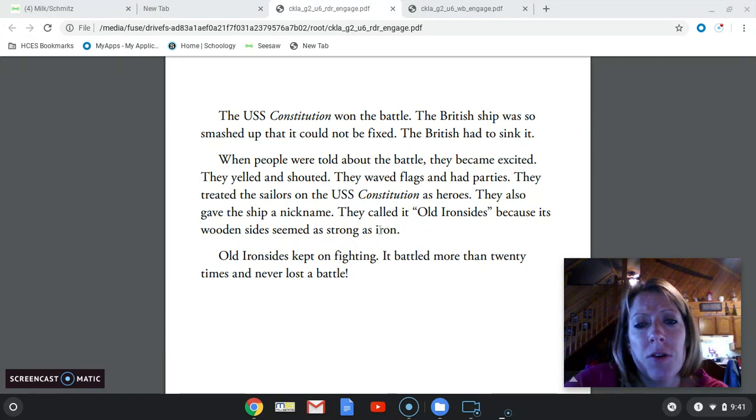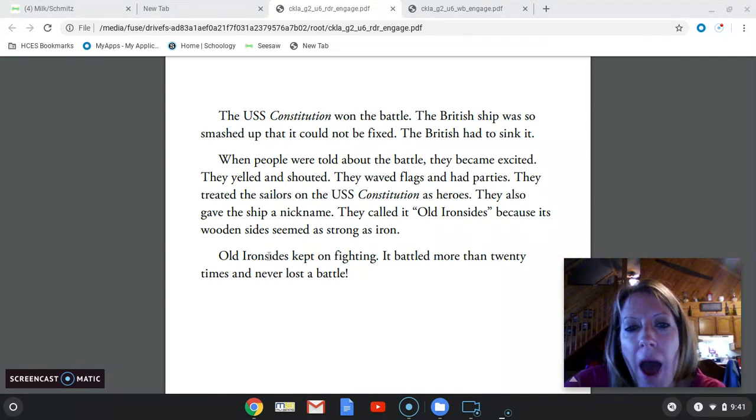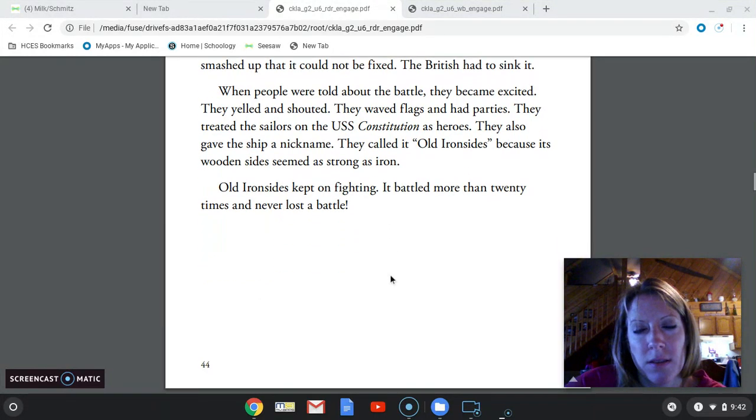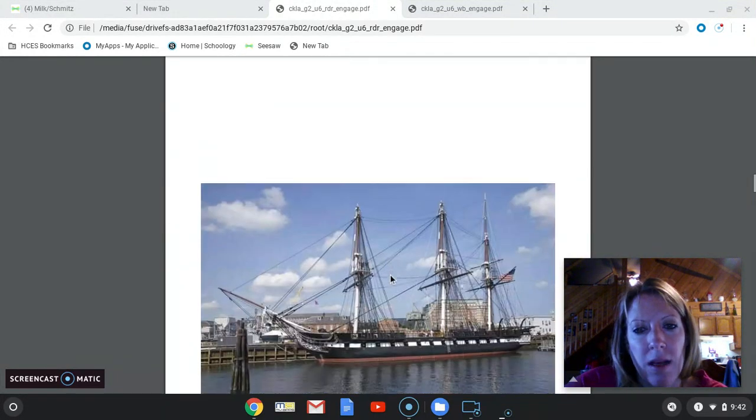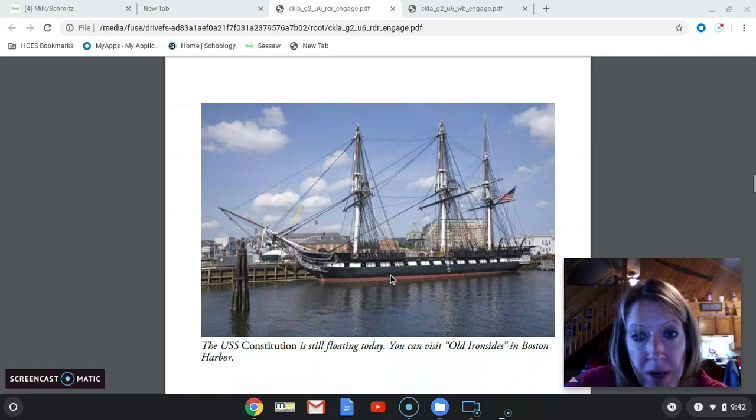And you should know that iron is a very strong building material. A lot of buildings, the frames of buildings, are made of iron because it's so strong and holds things up. So that's why they nicknamed it Old Ironsides, even though it was made out of wood. Old Ironsides kept on fighting. It battled more than 20 times and never lost a battle. Awesome. And here we have a picture of it today.